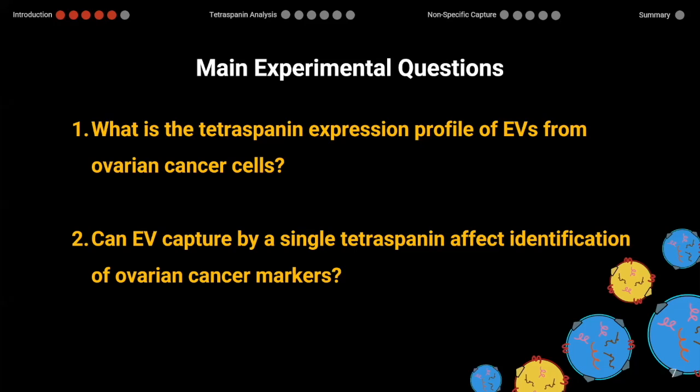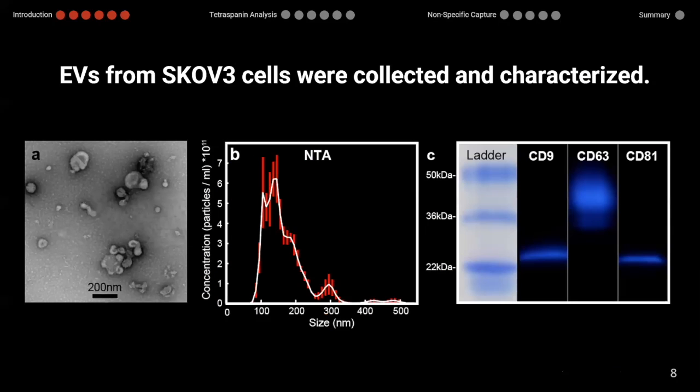To answer this, we began culturing ovarian cancer cells. We chose SCOV3 as this is an epithelial ovarian cancer cell line. We cultured these in a bioreactor and isolated the EVs from this bioreactor by differential ultracentrifugation.